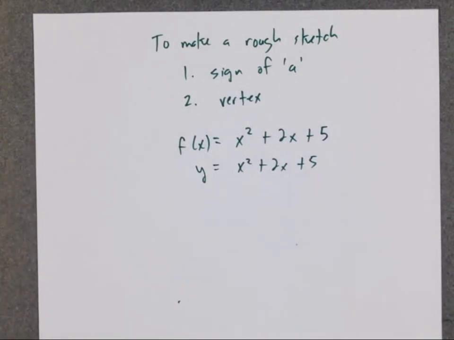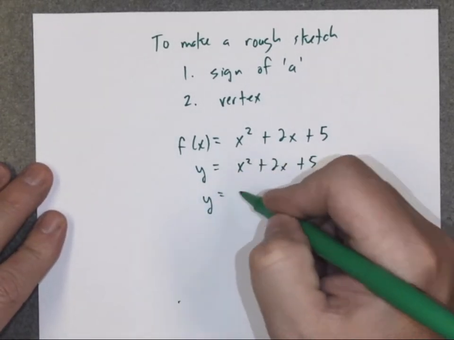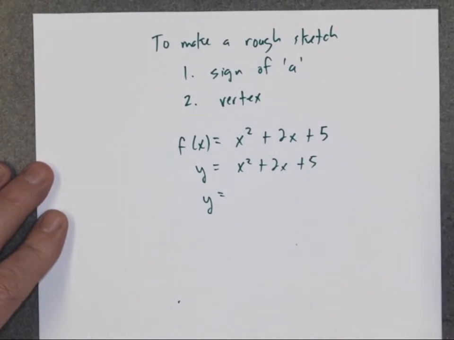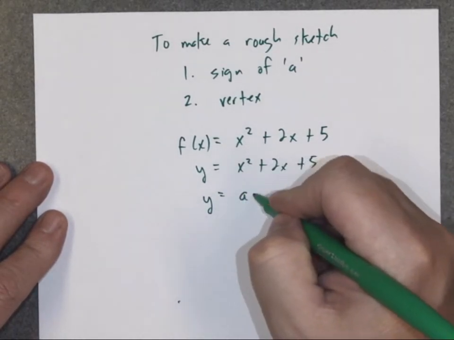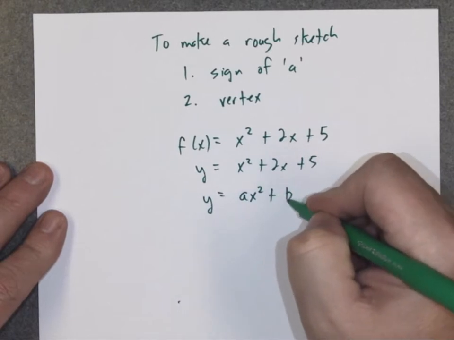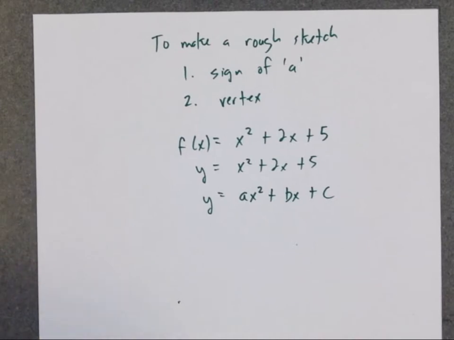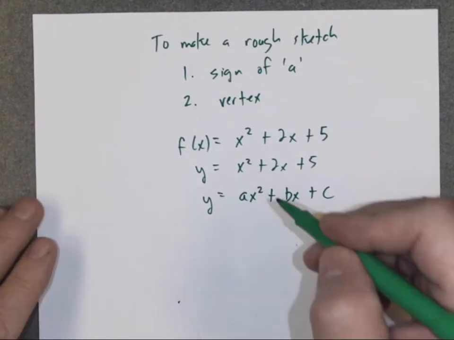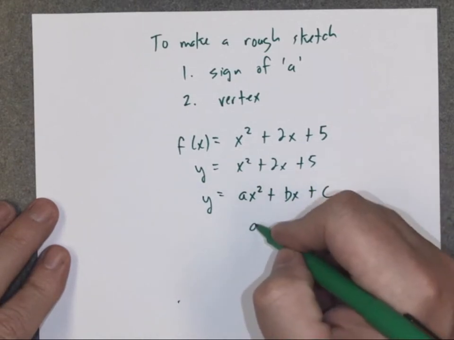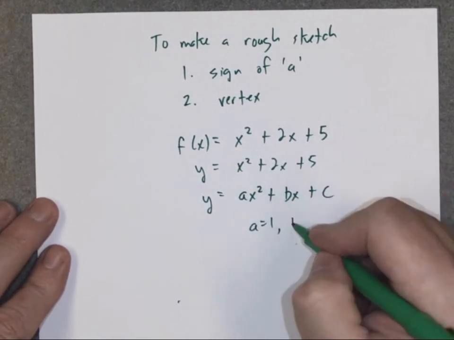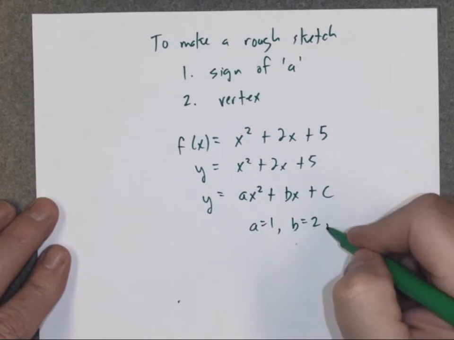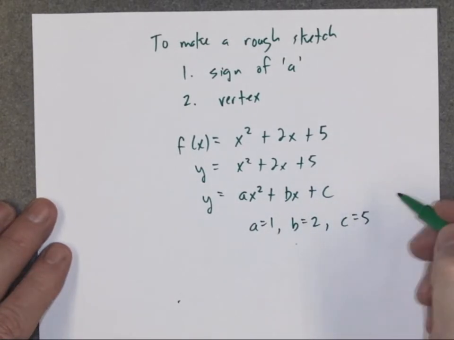Now you remember when we worked with quadratic equations, especially if we ever used the quadratic formula, the way we like to write the general form of a quadratic equation is a times x squared plus b times x plus c, where the a, b, and c are just numbers or coefficients. So for instance, for our equation, a would equal 1, b would equal 2, and c would equal 5.